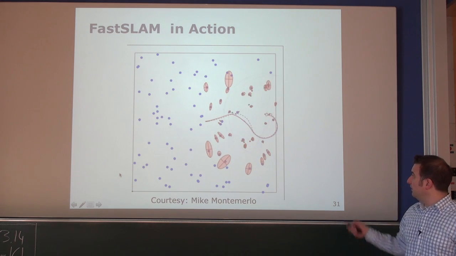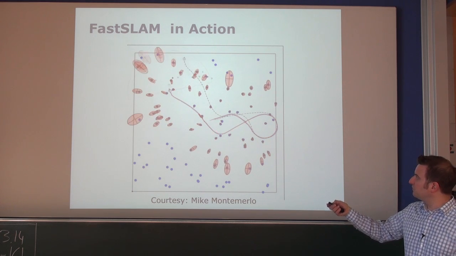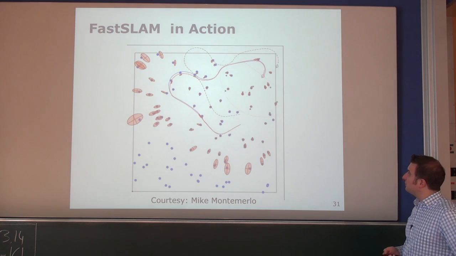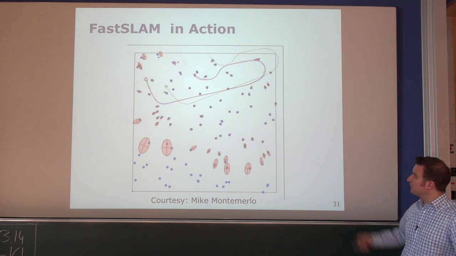So you see how the red and the blue are both more or less on top of each other. Sometimes you see a small deviation. This is the difference between ground truth and the estimate. You always see the estimate of the best particle, which is shown here. And the dashed line here is odometry.